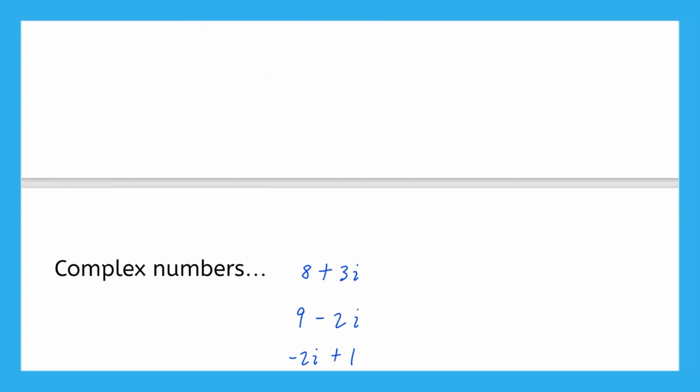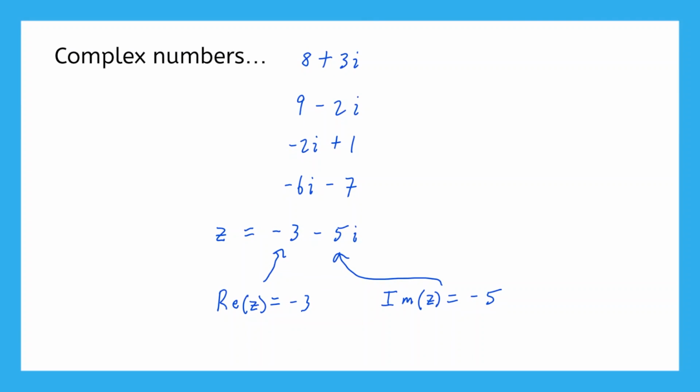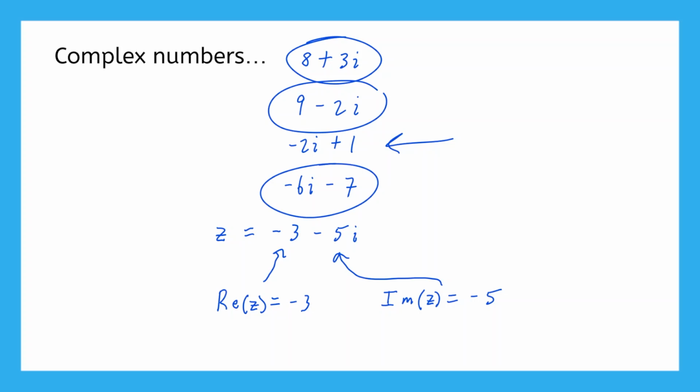So let's talk more about that. We have lots of examples here, and we'll talk about each one. So 8 plus 3i, notice that both of these are positive. There's one example. You could also have the imaginary portion negative. We have 9 minus 2i right here. Now, the imaginary portion could also come first, so you could have something like -2i plus 1. And they could both be negative, like -6i minus 7.